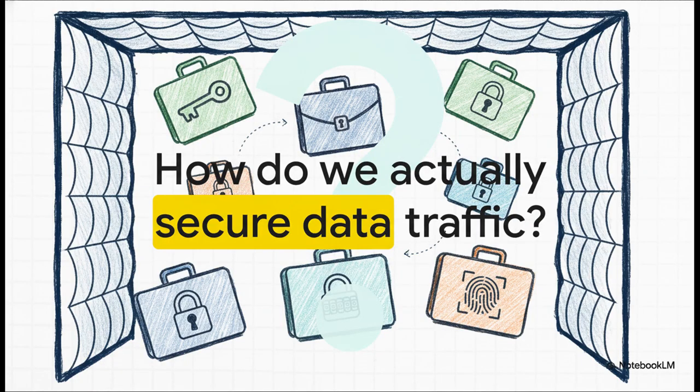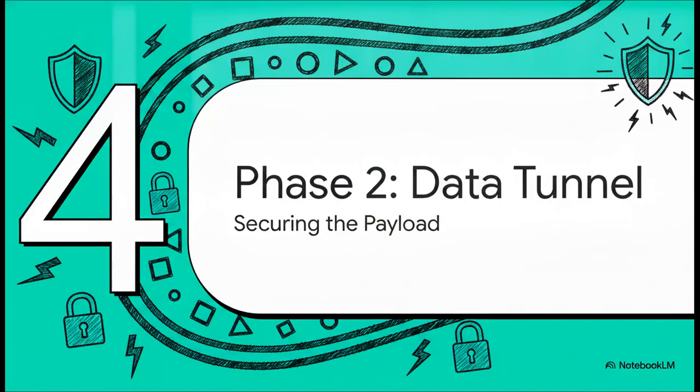Now that we have this secure, authenticated channel successfully built in Phase 1, how do we actually secure the specific user data traffic that's going to flow through it? We've got our soundproof room, but now we need to figure out exactly what kind of locks we're putting on the briefcases inside. And that brings us to Part 4, Phase 2, the data tunnel.